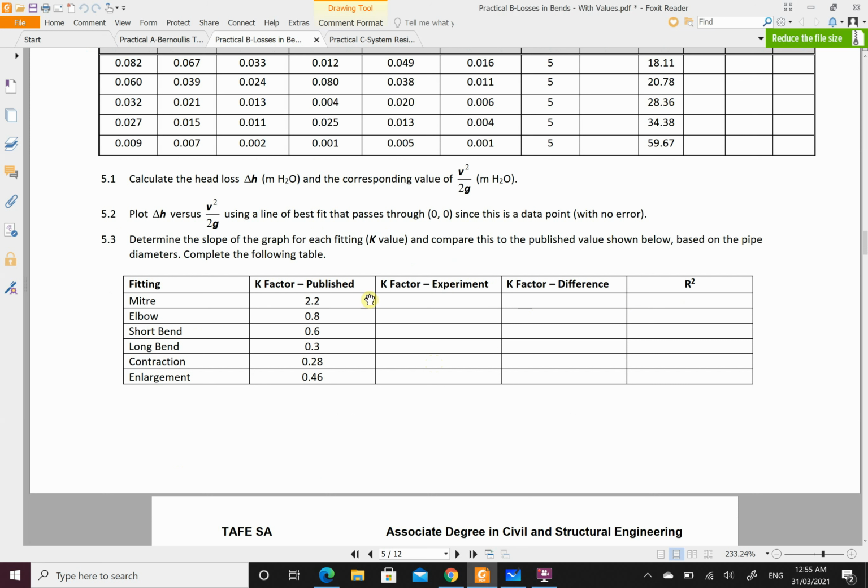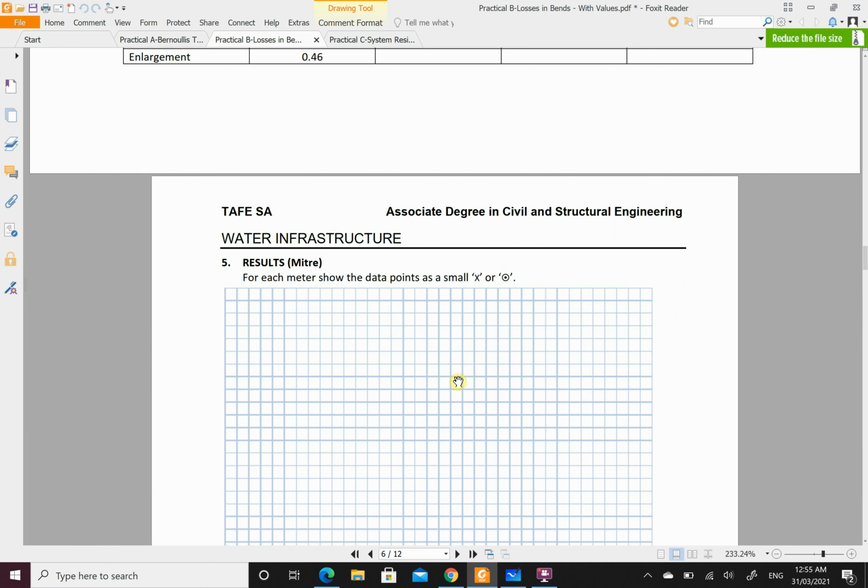So the difference is simply this subtract this. What's published versus what you found, and then our residual squared. You should be able to do this. You should have learnt this in maths. Put it in Excel and Excel will punch it out for you.